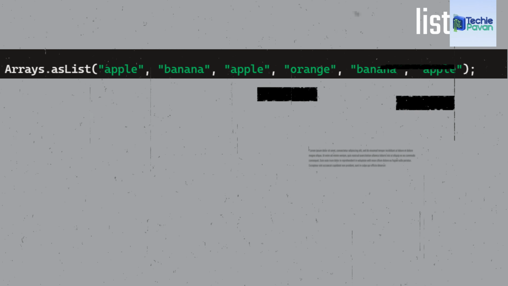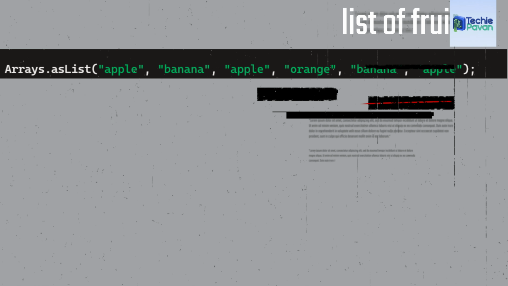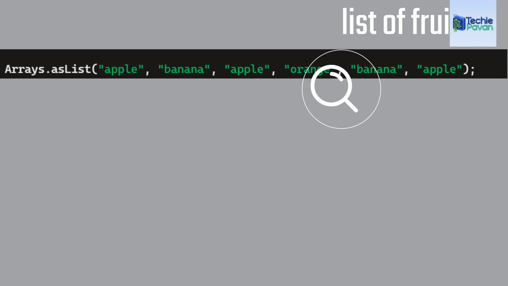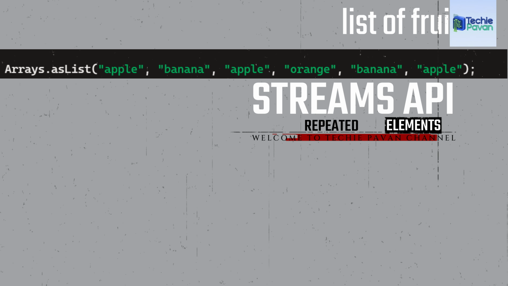The list contains apple, orange, banana, and apple. How can you quickly figure out how many times each fruit appears? The Streams API makes this task super simple.